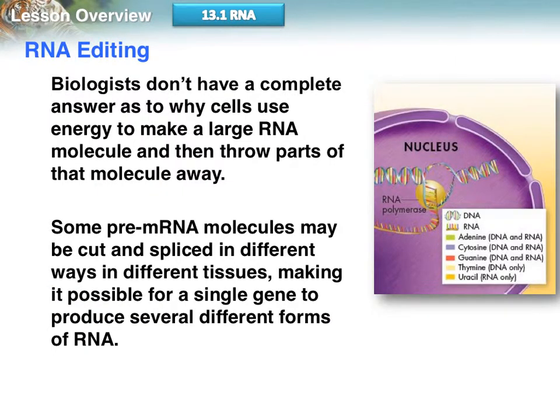We don't really know why cells make a large piece of RNA and then cut out parts and throw parts of it away. But they do know that some of the messenger RNA molecules are cut and spliced in different ways in different tissues, depending on what tissue they're in. For example, one gene could produce several different forms of RNA depending on what tissue it's in, if it's in a heart tissue versus the stomach tissue.